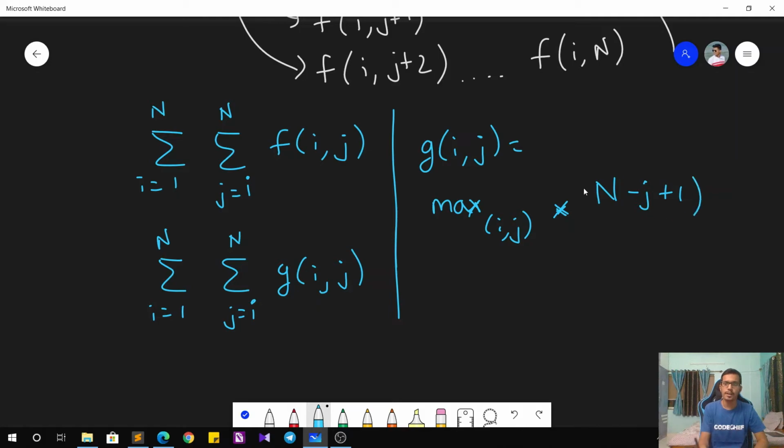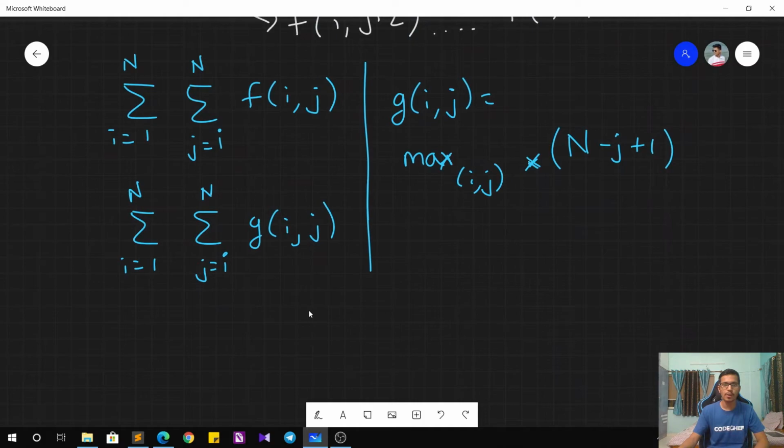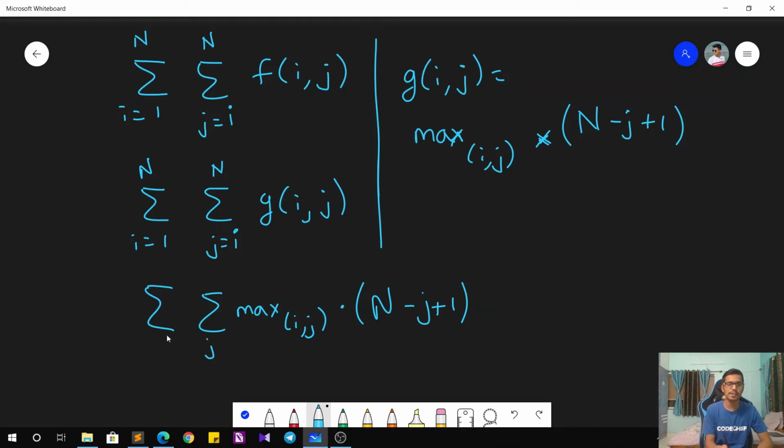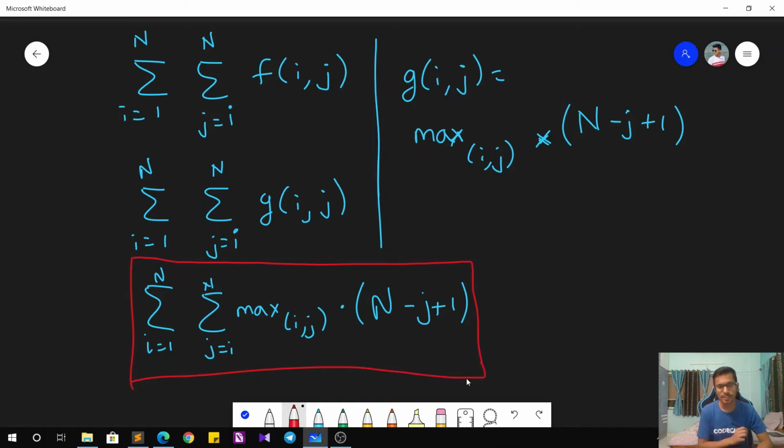minus j plus 1. So again, if you simplify, what does our expression look like? Our expression will look like double summation max of i comma j multiplied with n minus j plus 1, where this is the summation for j, this is the summation for i, and like this. So in mathematical terms, we have reformulated the question.